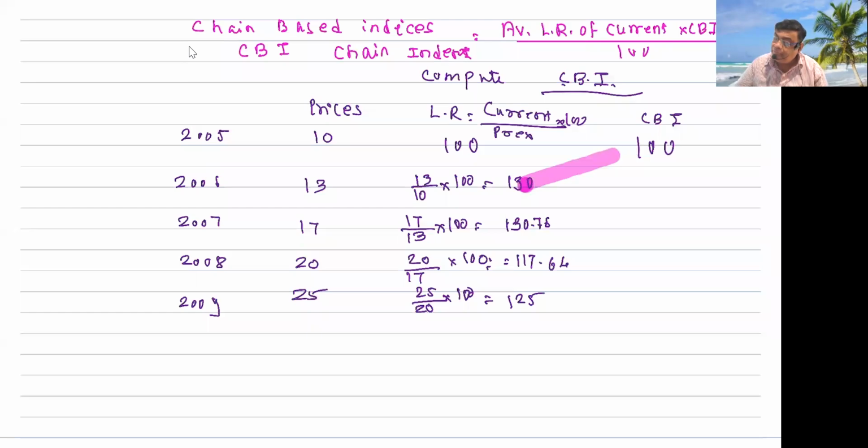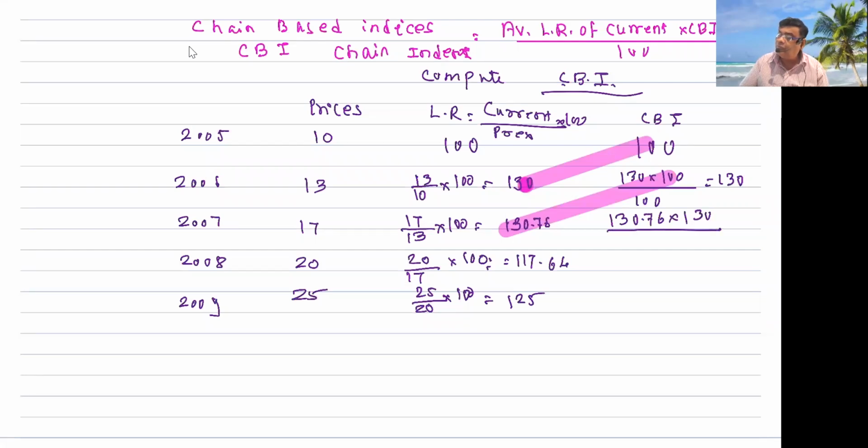Now what is the procedure? Current LR, previous CBI into and over 100. So this is 130 into 100 over 100, and this is 130. Then I consider this into this. So this is 130.76, that into 130 previous and that over 100. तो ये कितना होता है बोलो? 169.98.